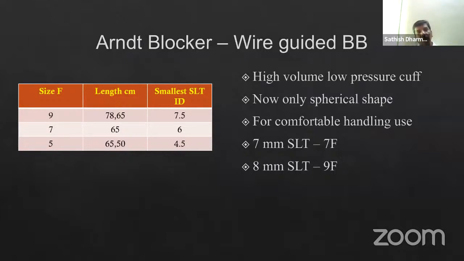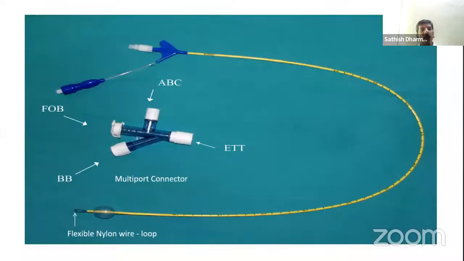But here it is a high volume, low pressure cuff. So the damage to the bronchial mucosa is very less. And the cuff is a spherical shaped cuff, not the elliptical one. So the damage is also very less. That's what has been proven in multiple studies. Let us see how it is used.